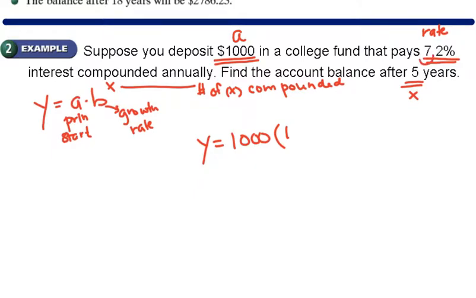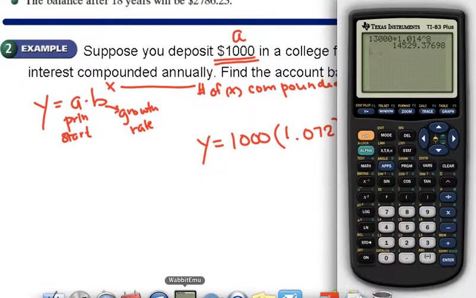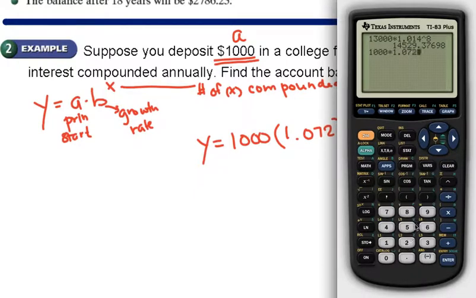Okay, so setting this up, we have y equals 1,000 times 1, and we move the decimal point 2 places, 0.072, to the 5th power. And we're going to use that calculator again. So we've got 1,000 times 1.072 raised to the 5th power.